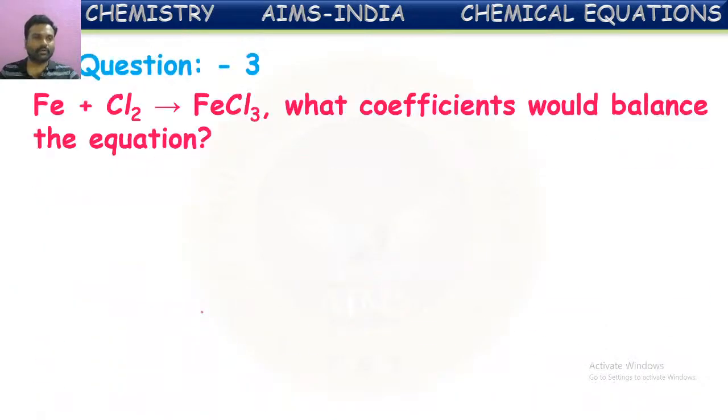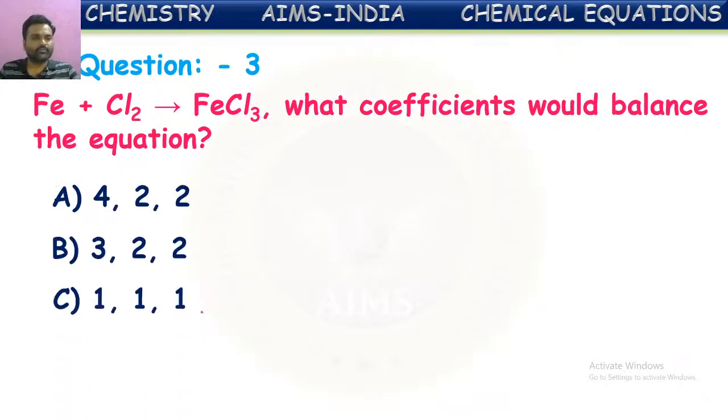Now let us see one more question on this. Fe plus Cl2 gives FeCl3. What coefficients would balance this equation? This is also based upon the balancing of chemical equations. Try to balance the equation so that you get the correct coefficients. Let us go to the options so that you can understand very easily: 4 2 2, 3 2 2, 1 1 1 and 2 3 2.